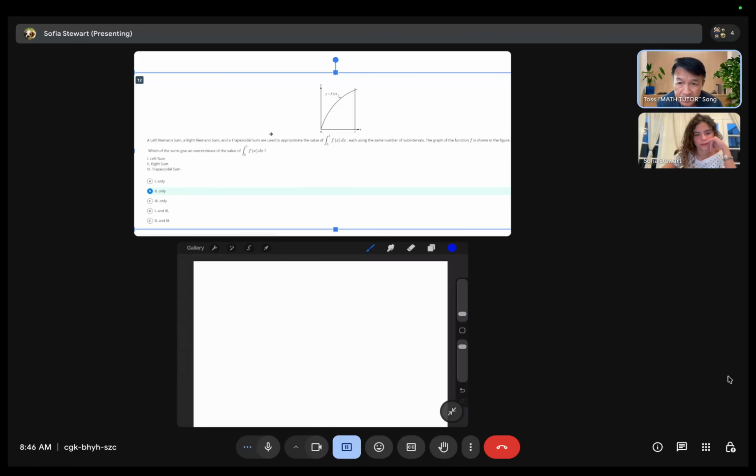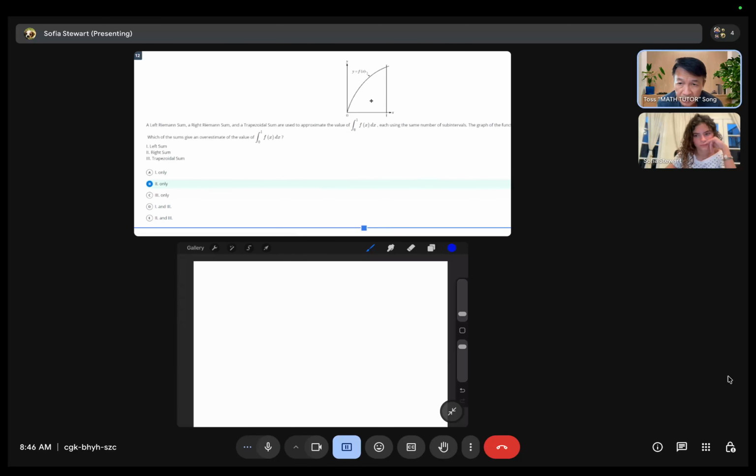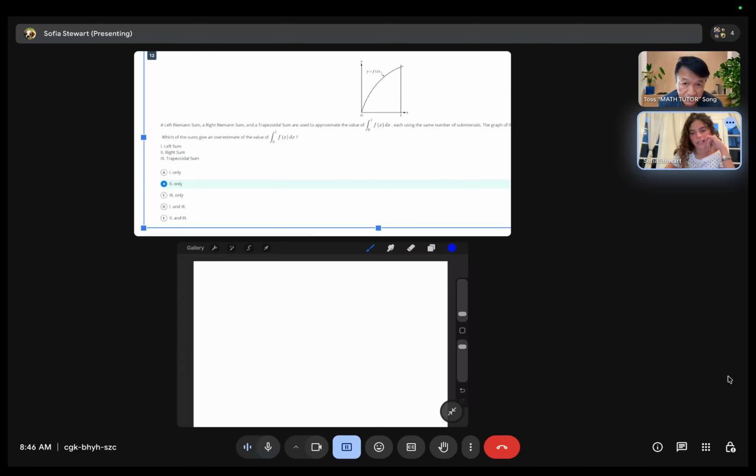So this is the graph, and it seems like they want you to do a left, right, and trapezoidal sum. I don't know if you've ever seen that. The trapezoidal sum is actually the most accurate of the basics, more accurate than the midpoint. Remember the midpoint? For this particular curve between 0 and 1, it's using the same subinterval.